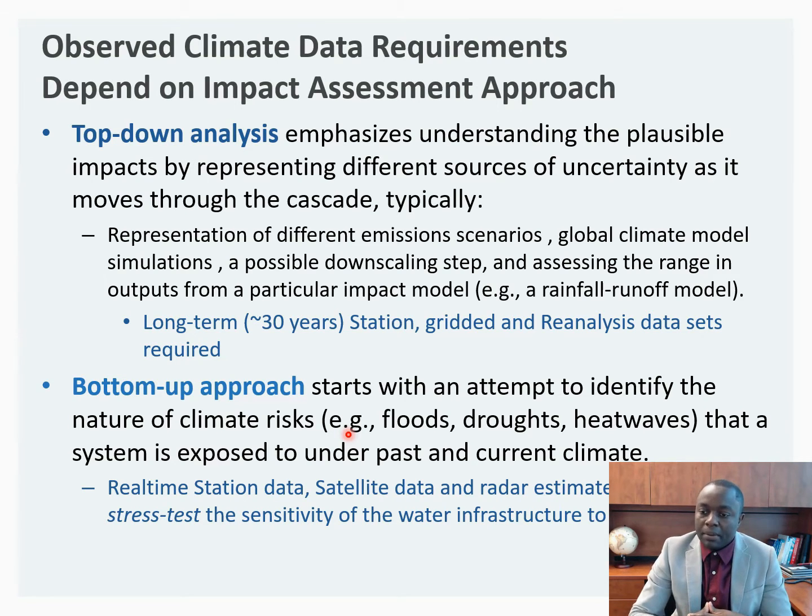The other approach is a bottom-up approach, which starts with an attempt to identify the nature of climate risks, such as floods, droughts, and heat waves that a system is exposed to under past and current climate. Under these circumstances, for the bottom-up approach, real-time station data, satellite data, and radar estimates are very important for stress testing the system or doing a sensitivity analysis of water infrastructure to climate change.